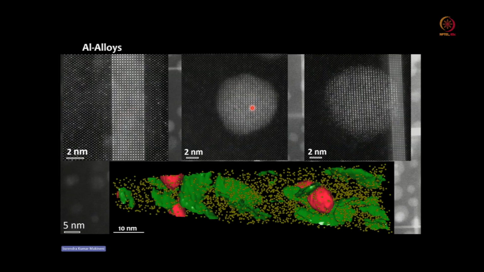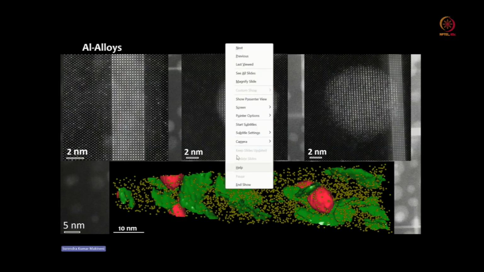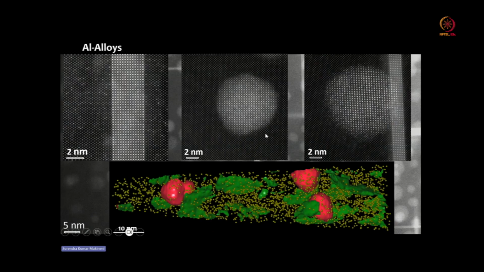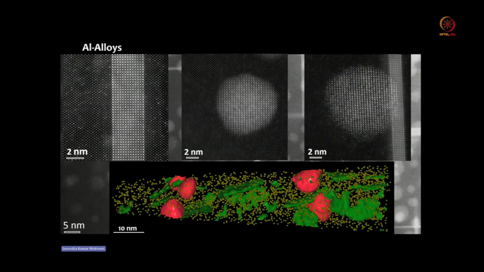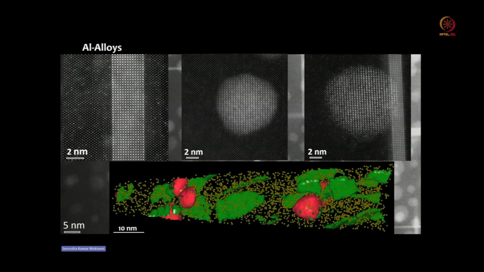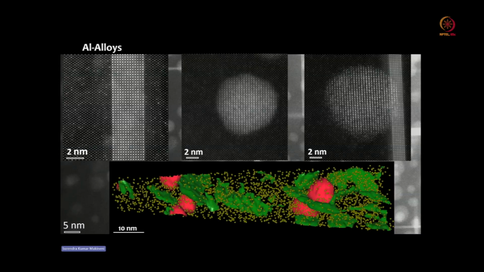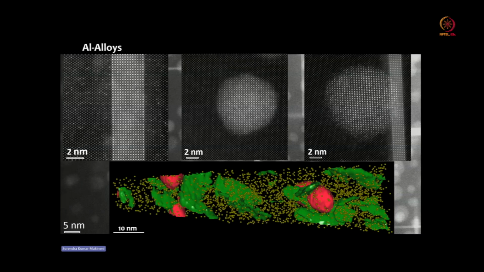If you see here, this is a zirconium rich precipitate in the aluminum matrix. As zirconium is high Z, it shows brighter columns as compared to the aluminum. Right? And in three dimensions, in the same sample, you can see the plate precipitates as a green rich region, and zirconium rich precipitates as the red color regions.